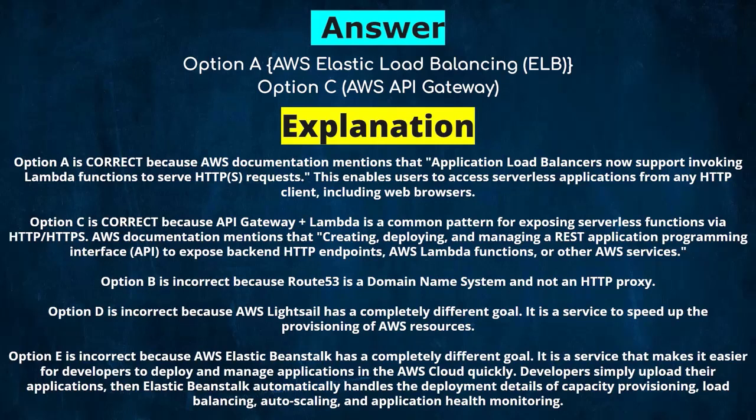Option B is incorrect because Route 53 is a domain name system and not an HTTP proxy. Option D is incorrect because AWS Lightsail has a completely different goal.